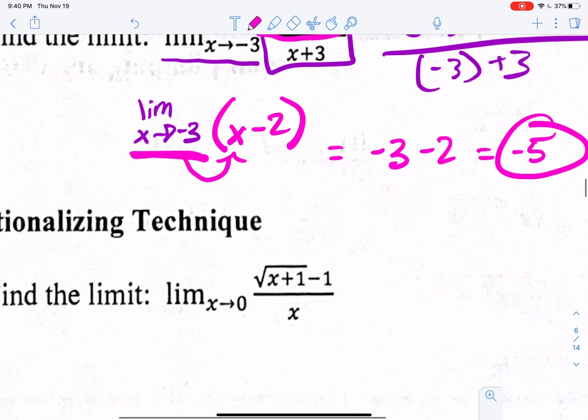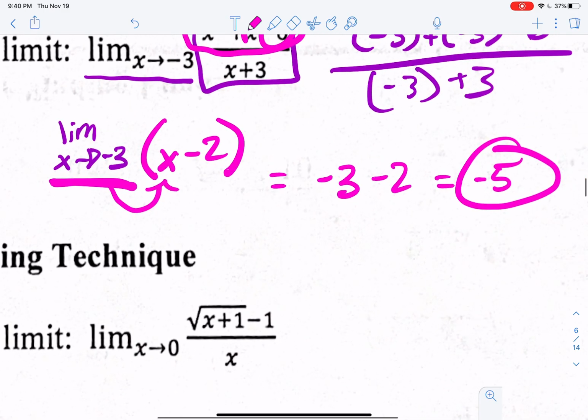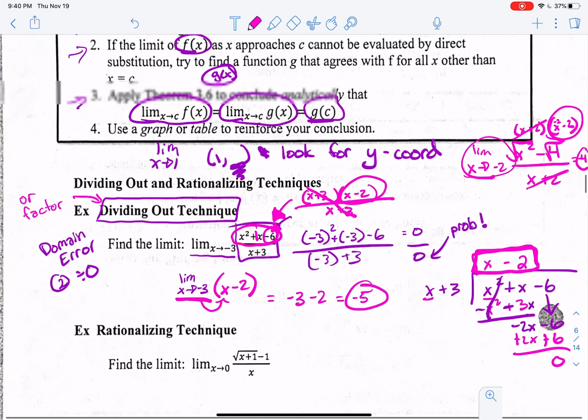The rationalizing technique. Okay, so when you have problems, I'm kind of all over the place. If I'm going too fast and going on to the next problem, go ahead and pause it and finish writing, and then unpause.